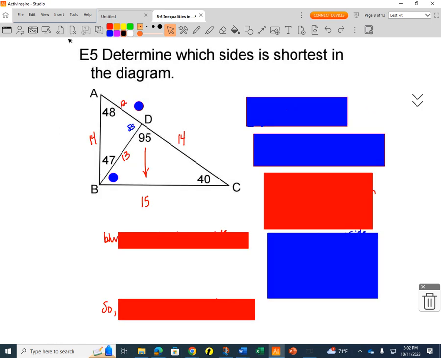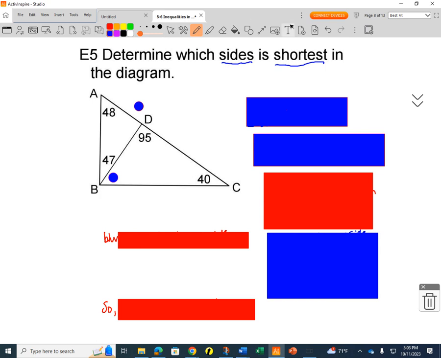All right, so this one is a little bit tricky. I'm going to take some of this stuff out. It says determine which side is the shortest in the diagram. So this one's a little bit tricky because they're sharing a side. But there's a trick. I don't know how else to tell you this except for the trick. So the first thing we're going to do, we're looking for the shortest side, is we don't have the measure of this angle and this angle, so we're going to find the measure of those angles.